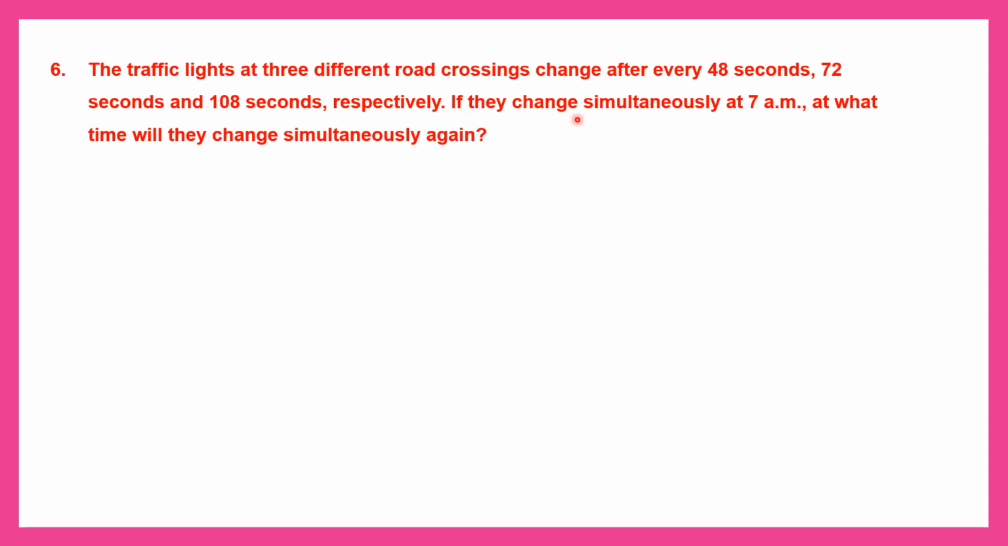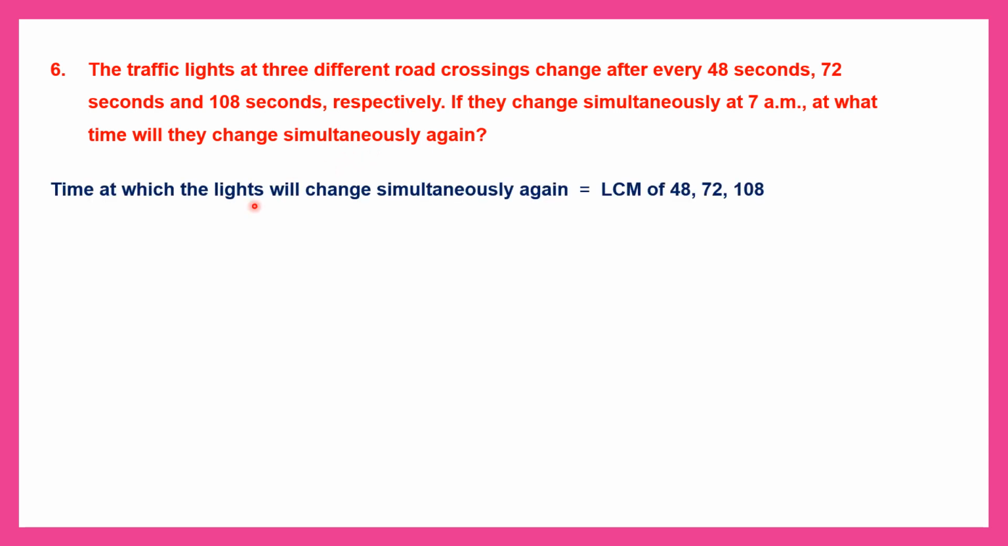So if they change at the same time at 7 a.m., at what time will they change simultaneously again? So next, at what time will they change? That means the shortest time possible, isn't it? After say 7 a.m., the next change will be the shortest time possible. That means we are talking about the lowest or the least common multiple, that is LCM. So in this case, we have to find the LCM. So the time at which the lights will change simultaneously again will be the LCM of 48, 72 and 108. So let's find the LCM of these three numbers.